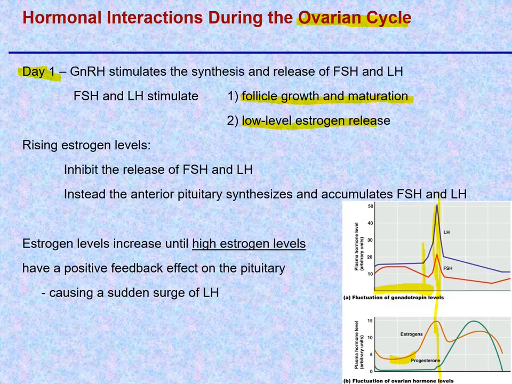As the estrogen level increases further until you get a higher level, you get a positive feedback effect on the anterior lobe of the pituitary, causing a sudden surge of LH release. And so as it rises, it triggers this sudden surge of LH release right there, that peaking luteinizing hormone release.